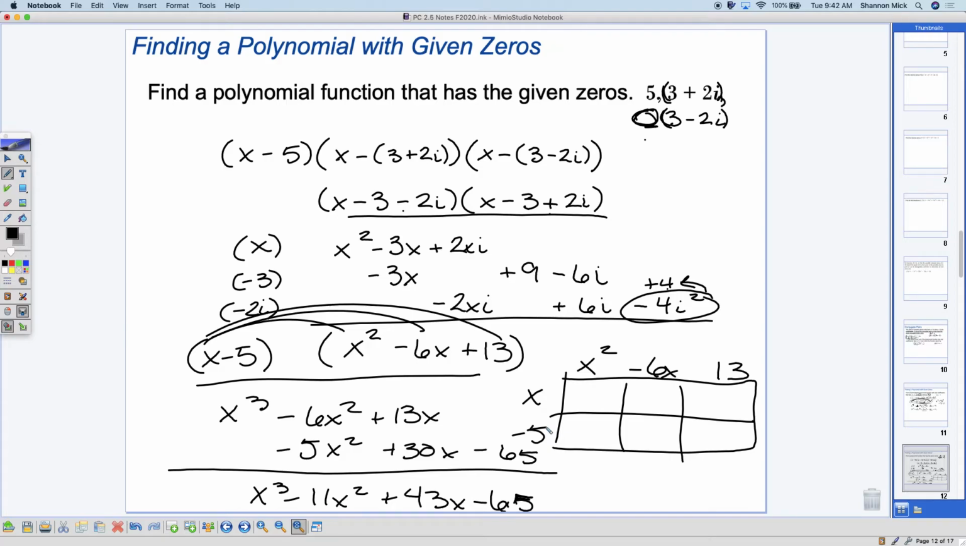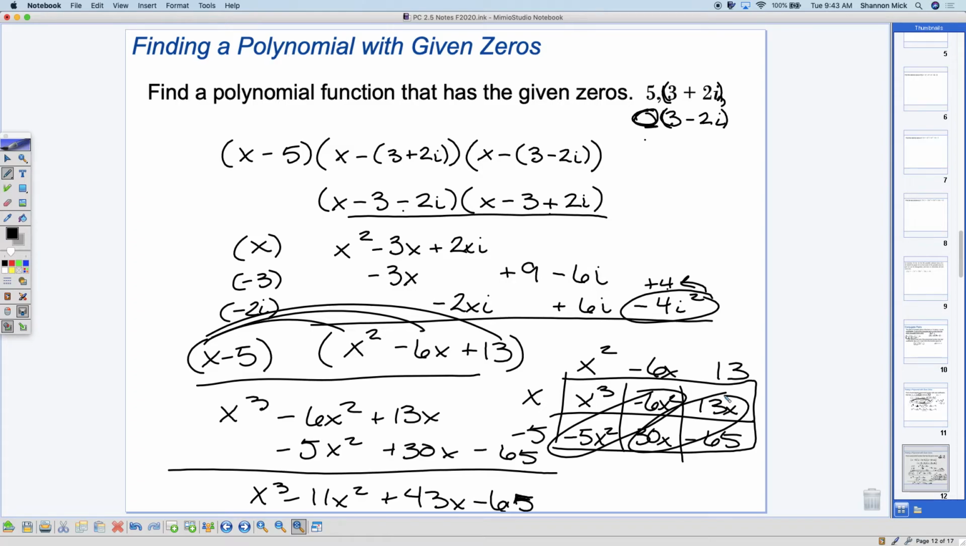Connor, did you have a question? So if you do the box, you just say x. Yeah, if you do the box, it's like a multiplication chart. So it'd be x cubed minus 6x squared, 13x, and then -5x squared, 30x, minus 65. And when you do the box, any like terms are going to be on the diagonal, if there are any. Sometimes you don't have like terms, so they're not on the diagonal.